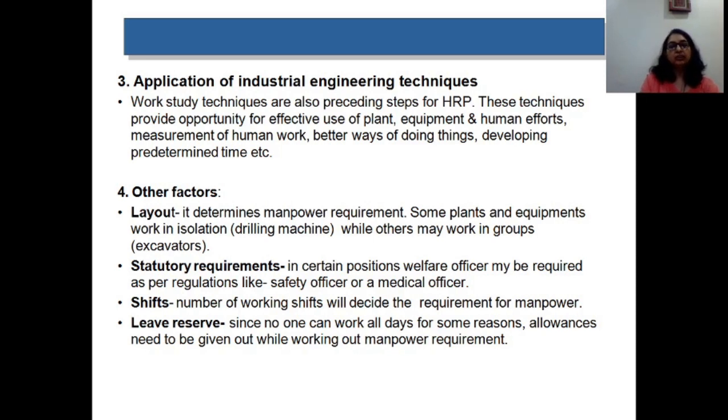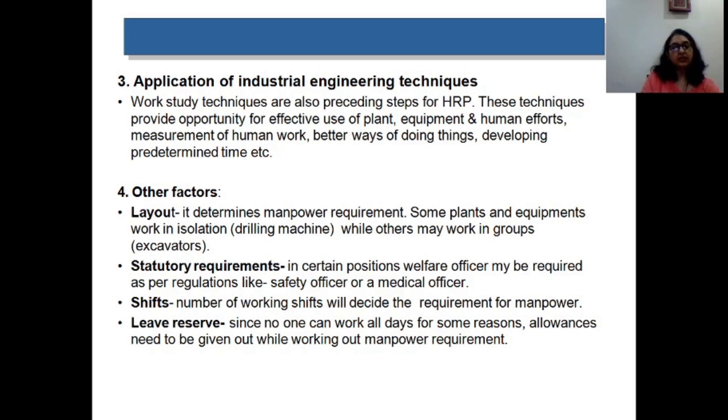Secondly, the statutory requirements. Now in some situations, or in a factory setup, the need for a welfare officer or a medical officer is required, and these are statutory requirements which have to be fulfilled by any organization.